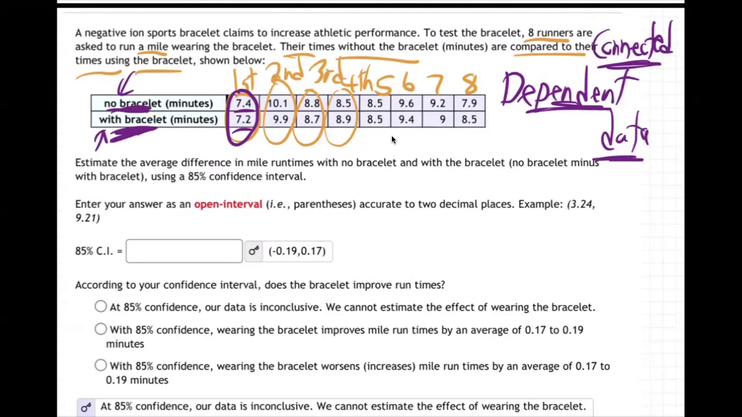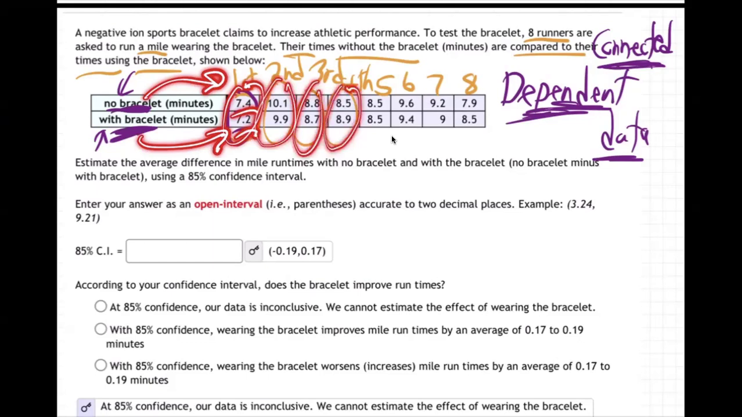But the way they did this one, they did dependent, connected, because this is the same person. It's only 8 runners, and each runner ran twice, once with no bracelet, then once with a bracelet. So this 7.4 and 7.2 are very much connected. The top and the bottom numbers are connected. They're the same person running the mile with no bracelet and with a bracelet. So they're dependent. They're connected. So that's what we have to recognize.